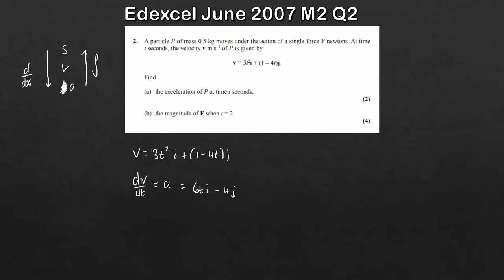That just gives us our actual answer for the acceleration of P at time t seconds. At time t seconds, we'd just be replacing t with t. So we don't need to do anything further with that. That's all we need for part A.